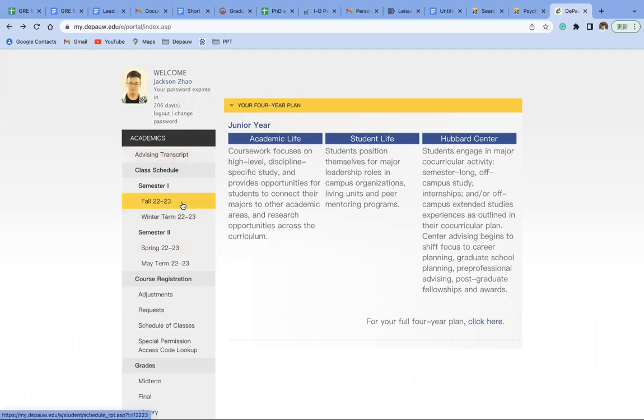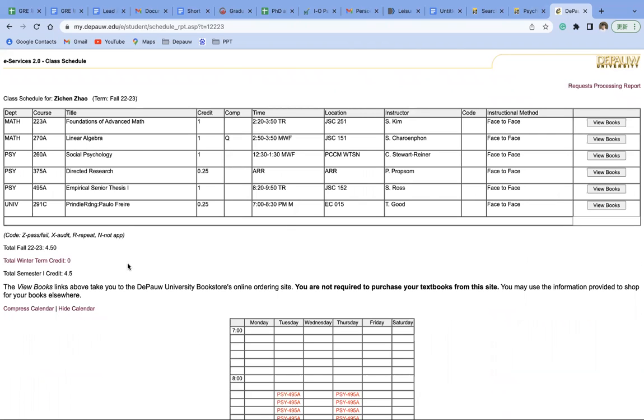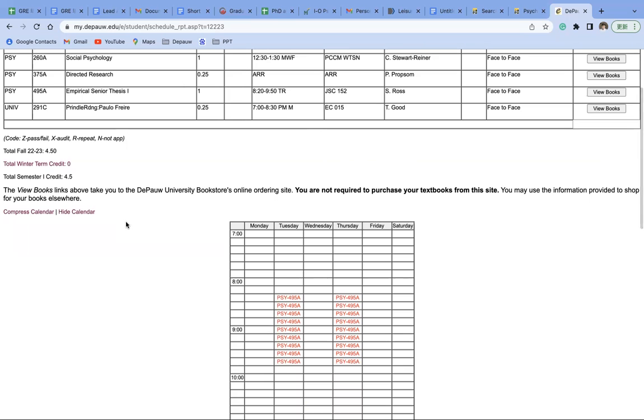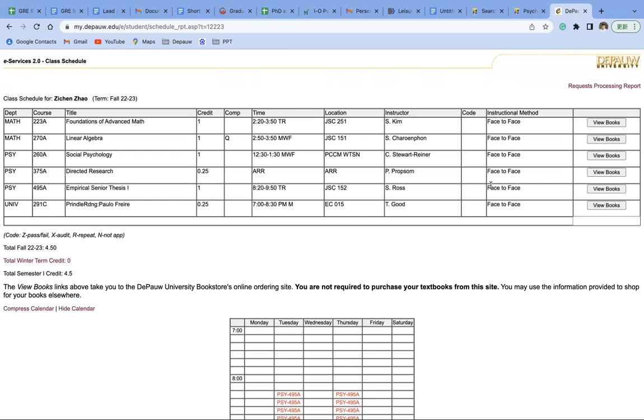I also want to show you my schedule for the next semester, because I'm a rising senior, so next semester will be my last year at DePauw. I'm taking 6 classes. Don't feel daunted, because I want to take more classes to fulfill my GPA requirement for going to grad school. If you want to go to graduate school, whether a master's or a PhD degree, keep in mind that you don't want to lose any points on your GPA.